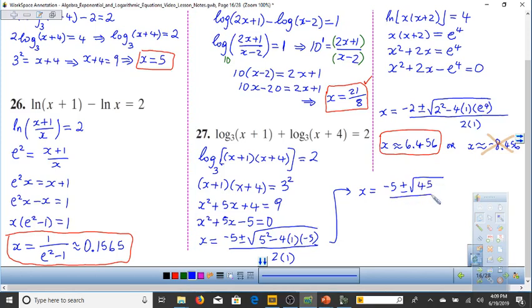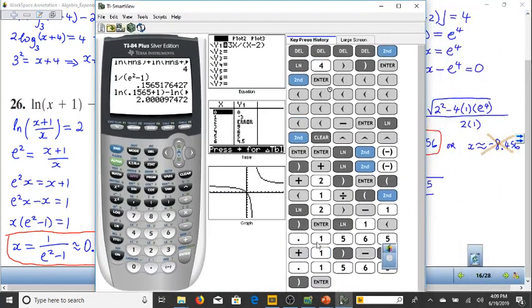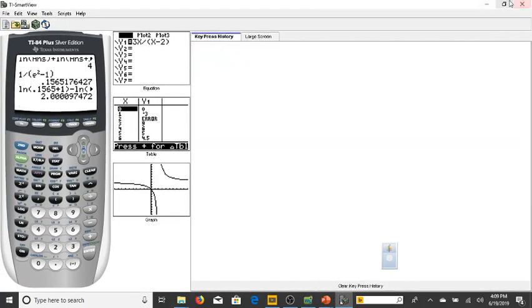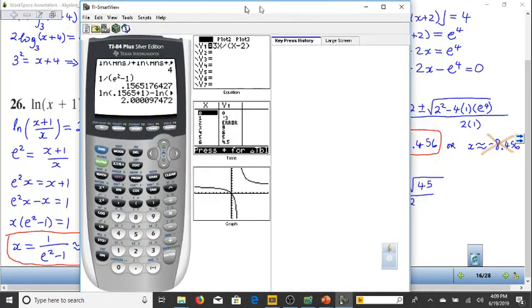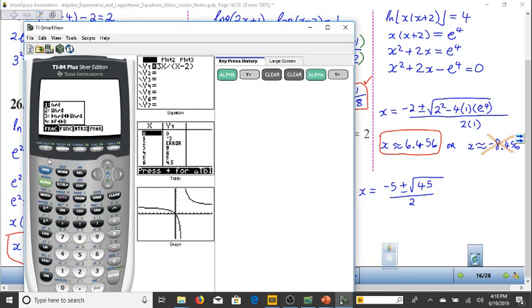That's over 2. So if we check that out on the calculator, so we have... okay, let me just clear my screen so we can see more clearly what I'm doing here.